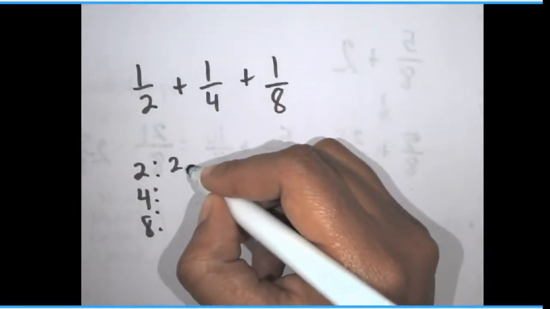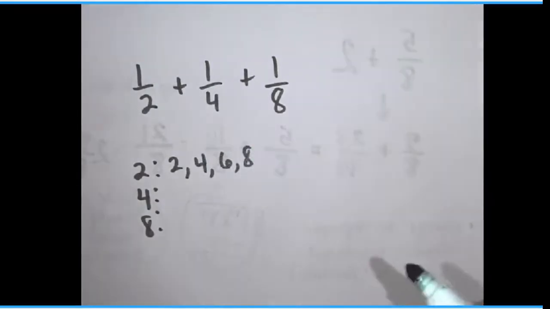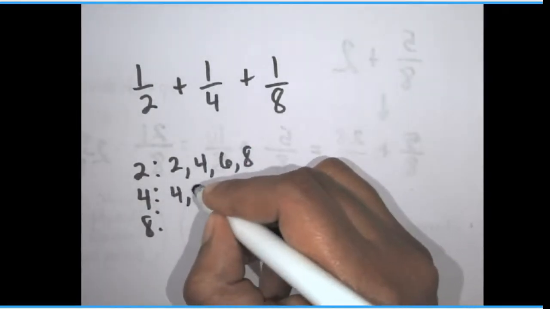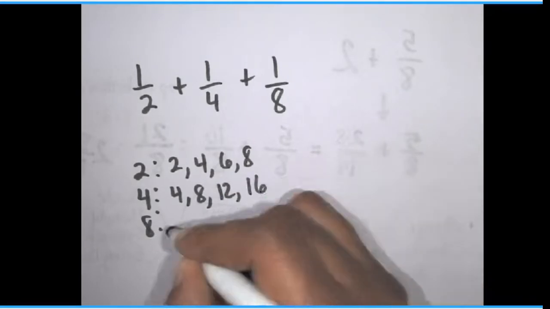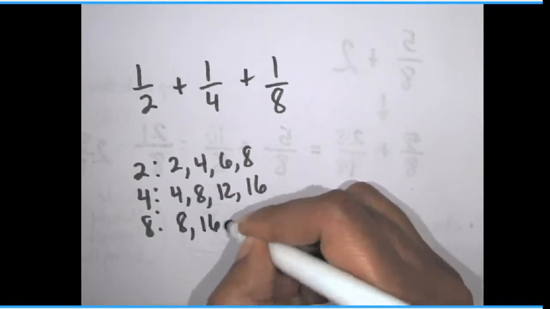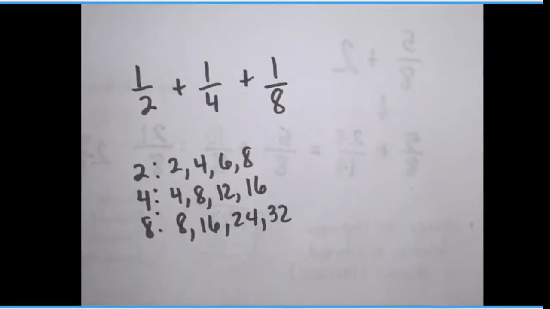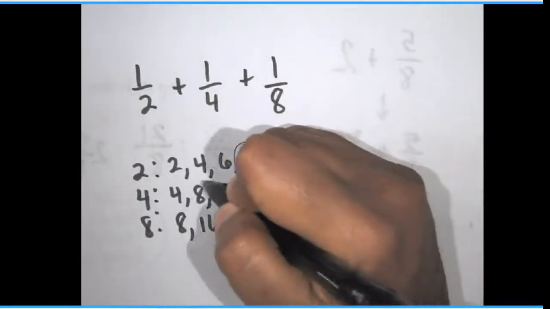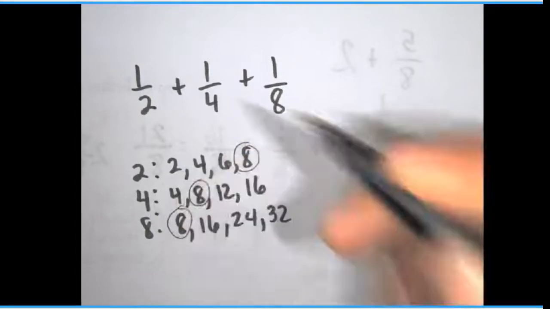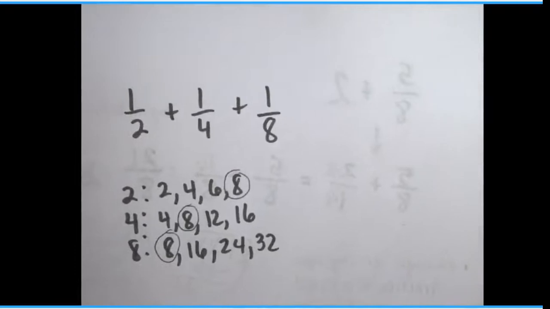So 2 times 1, 2 times 2, 2 times 3, 2 times 4, 4 times 1, 4 times 2, 4 times 3, 4 times 4, 8 times 1, 8 times 2, 8 times 3, and then 8 times 4. So we're looking for all 3 of them to match, right? So what is the number we see in all of them? Well, the least number we see is 8. So our common denominator, to speak the same language for all 3 of these, is going to be 8.